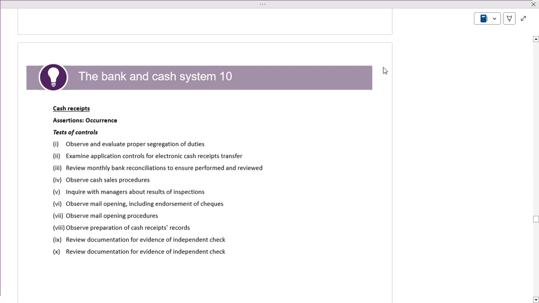What are the tests of controls? Observe that there is proper segregation of duty. This is the role of the auditor. Examine application controls for electronic cash receipts. What are the application controls? In terms of who is receiving, who is swiping, how it is going to be done, and whether we have all the receipts in place or not.